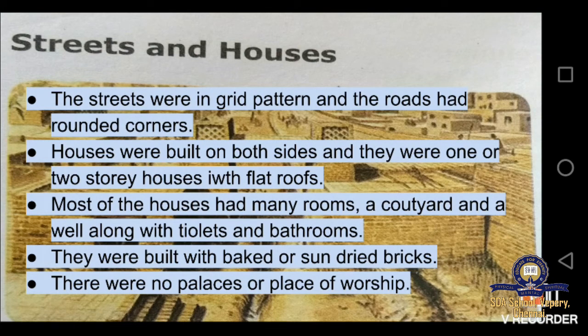So we see that the houses and the streets were in a grid pattern. They're all closely located, close to each other, and the houses are built on both sides. They were either one-story or two-story, that is, either one floor or two floors. And the main thing is every house had a flat roof, like you see in the picture behind.